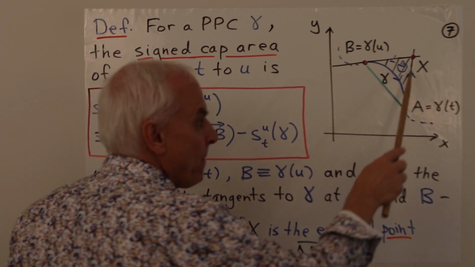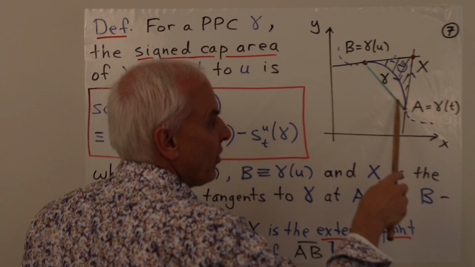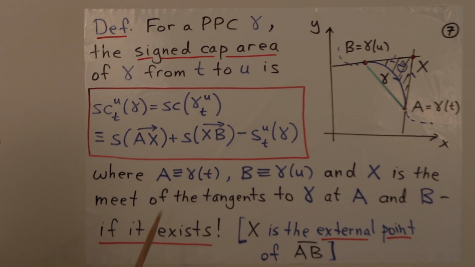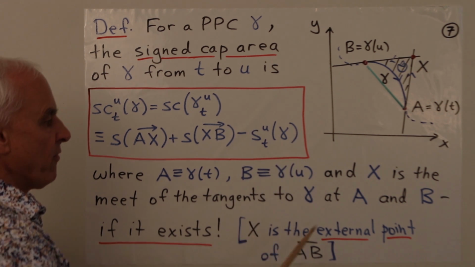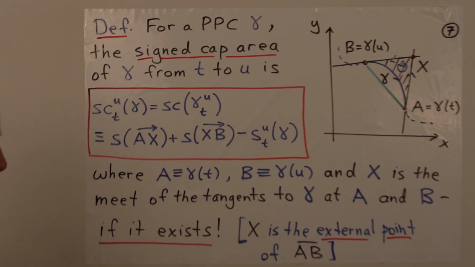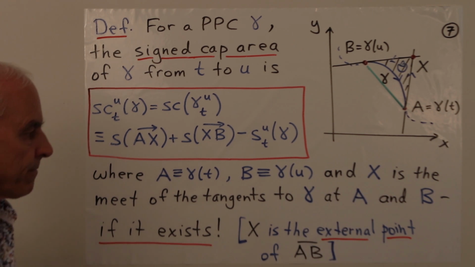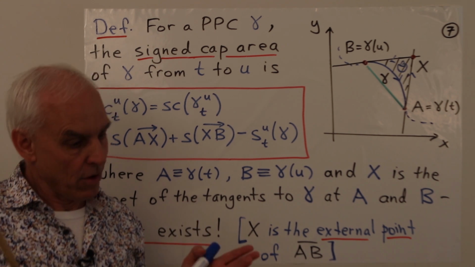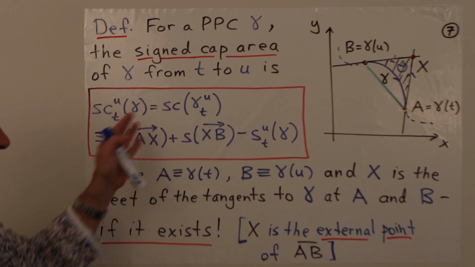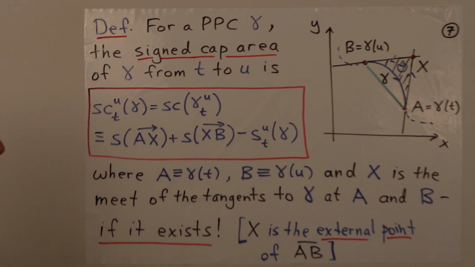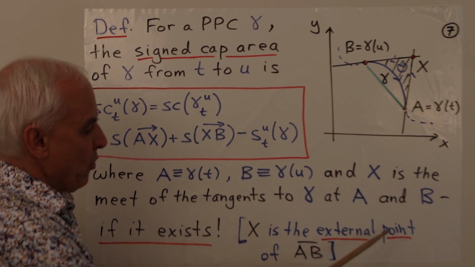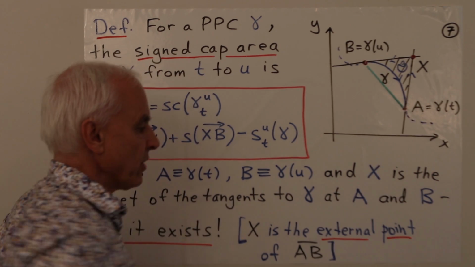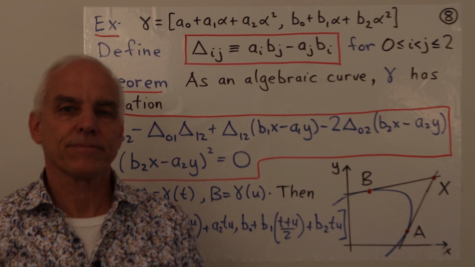And in fact, if we add them, we will just get the signed area of this triangle formed by A, X, and B. Okay, so here A is gamma of t, B is gamma of u as before, and X is the meet of the tangents to gamma at A and B. Now this meet of tangents may not exist. Perhaps these two tangents are parallel. If that happens, then we'll not say that this thing is defined. It's just not defined. And we might refer to X as the external point of this side AB, sort of associated to this chord, external point of that chord.